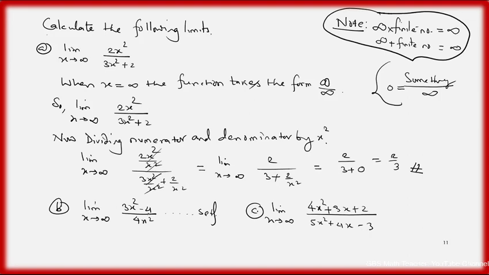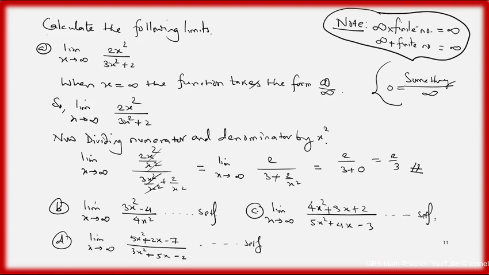What is the answer of this? You can post it. This is also for self-practice. You can do it yourself. And now question D, a similar type: limit x tends to infinity of 5x square plus 2x minus 7 over 3x square plus 5x minus 2.